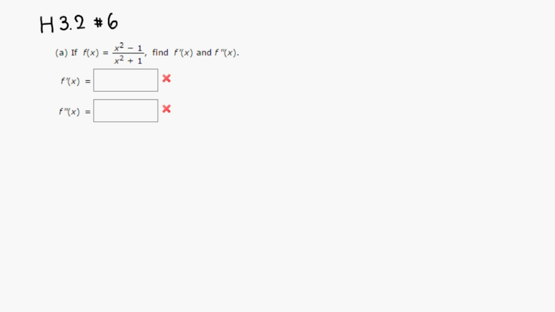First derivative. If you take the derivative, f prime of x is equal to, we have to square the denominator. So you have a quantity x squared plus 1 squared. Take the derivative of the top, which is 2x, times the bottom, which is just x squared plus 1, minus the top, which is x squared minus 1, times the derivative of the bottom. That's going to be 2x as well.